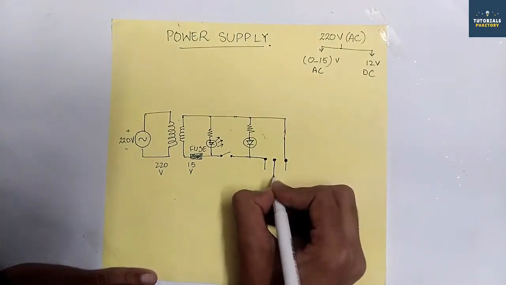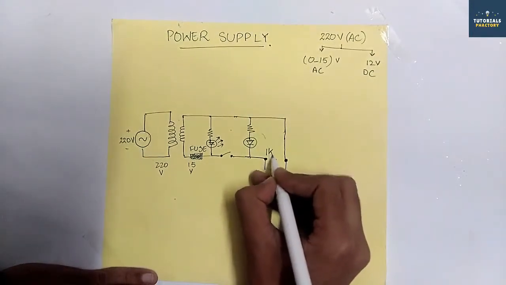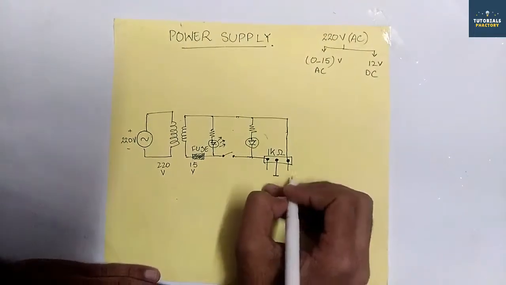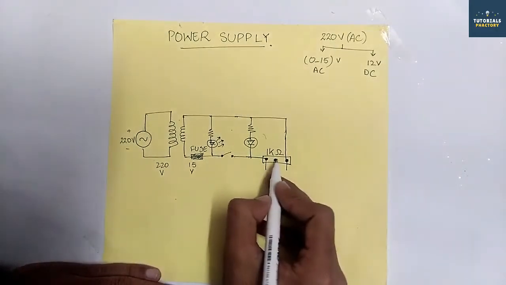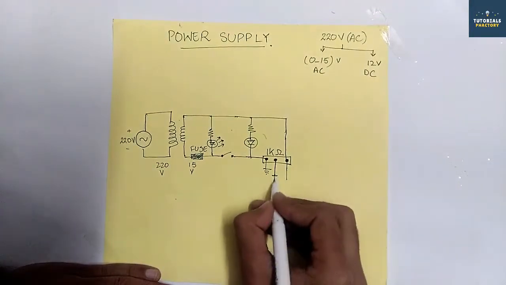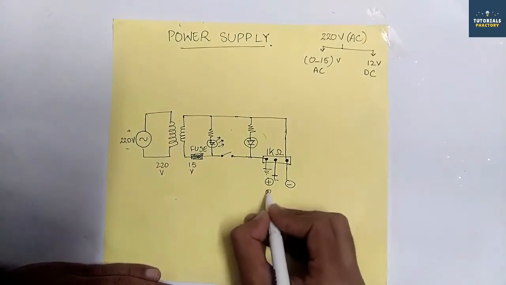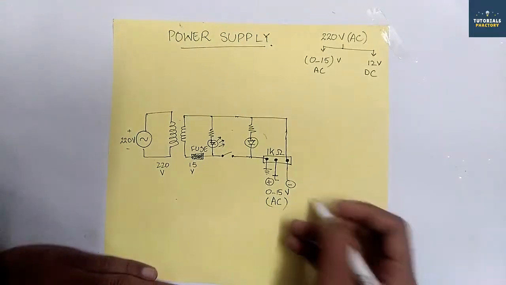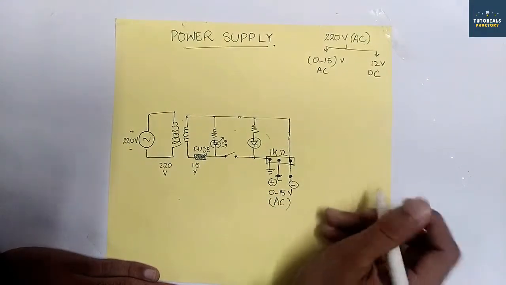So we have got a variable output. Now we can adjust it. It is a 1k ohm potentiometer, which will give us variable voltage between 15 volts and 0 volts. This is the ground. Now this is our 0 to 15 volts AC supply. Okay, now we've got the AC supply.